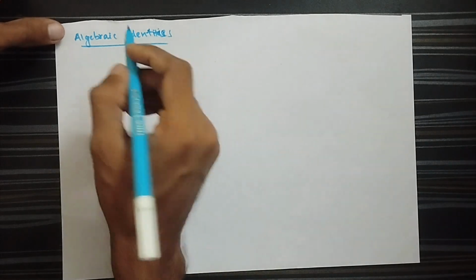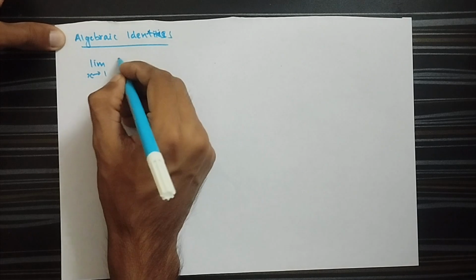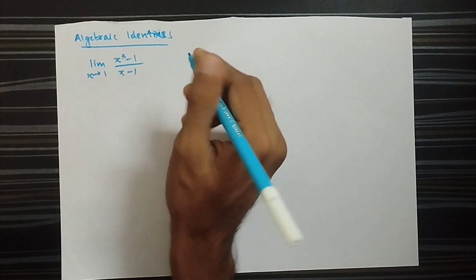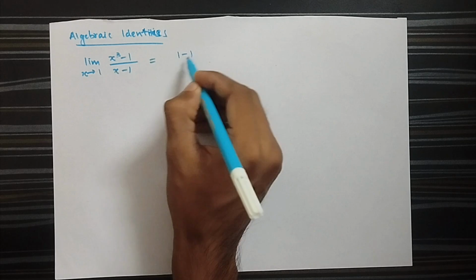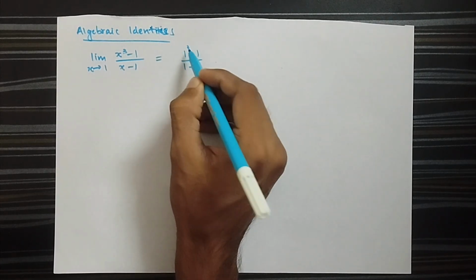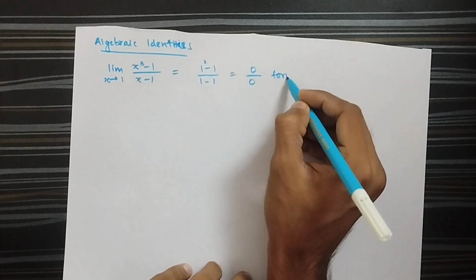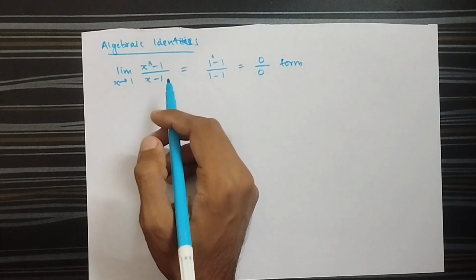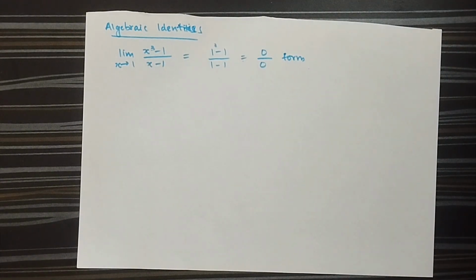So suppose we have a question: limit as x tends to 1 of (x cube minus 1) divided by (x minus 1). In this question, if we do direct substitution, we can write 1 cube minus 1 divided by 1 minus 1, which is 0 by 0 form itself. So in this case, what can you do? We can't really factorize it, and we can't rationalize it because there's no root. So what can we do?